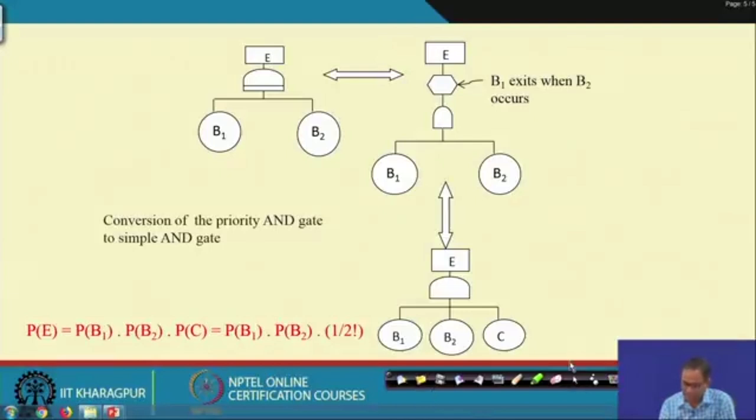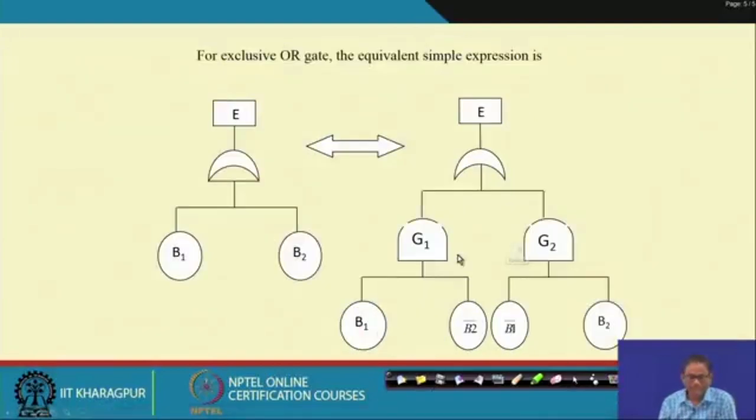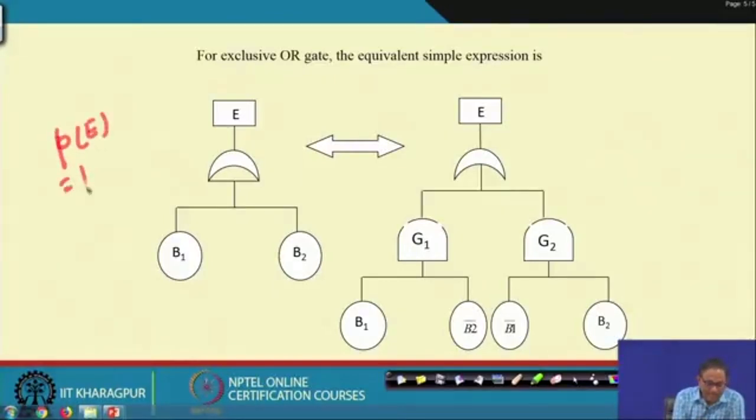Now, the exclusive OR gate. We have seen that the probability of E is P(B1) plus P(B2) minus 2 P(B1) P(B2).